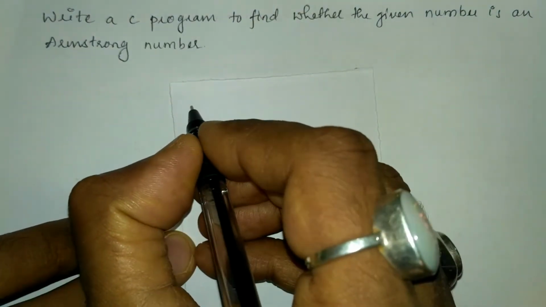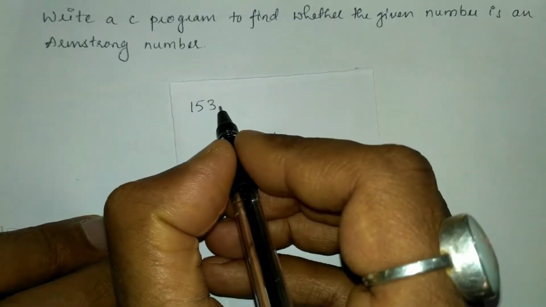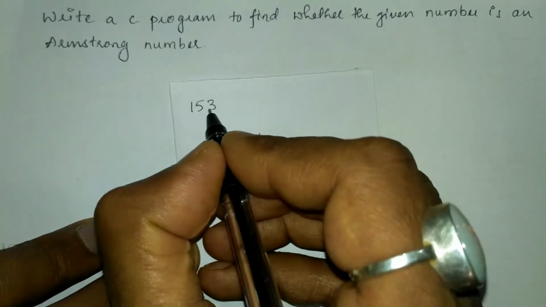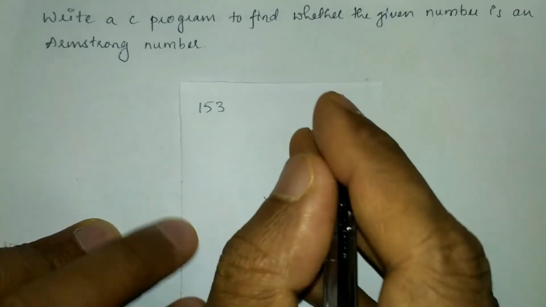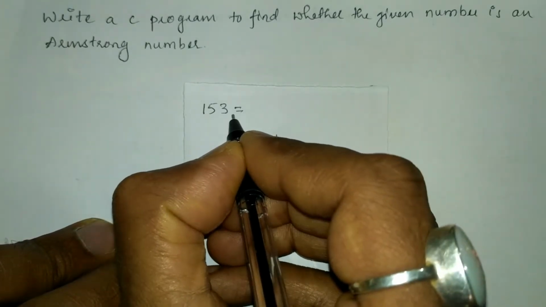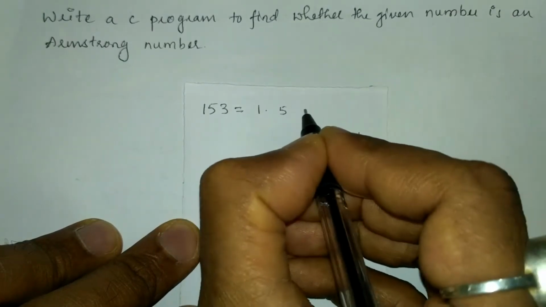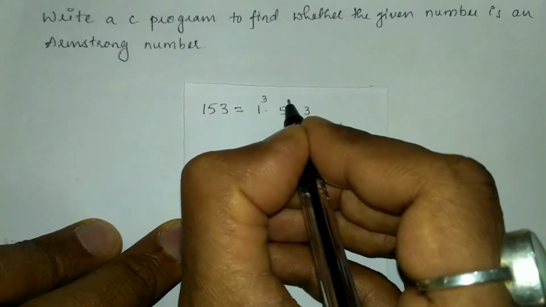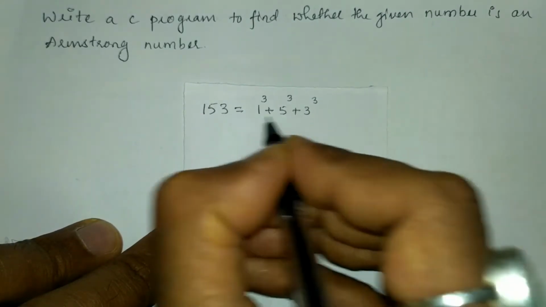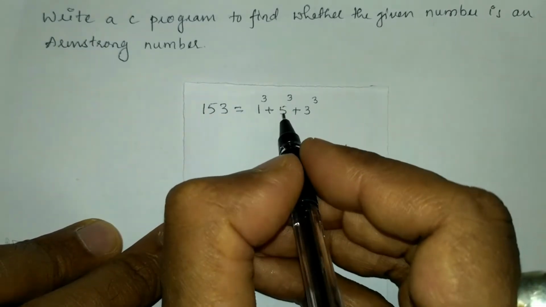For example, if I write a 3-digit number, the sum of the cube of each digit of the given number is equal to the given number, then it is called an Armstrong number. What is the meaning of this? Here you can see I have written 153. If I separate each digit 1, 5 and 3, make a cube of each of these three digits and add them, I'm going to get the same number once again. Such numbers are called Armstrong numbers.